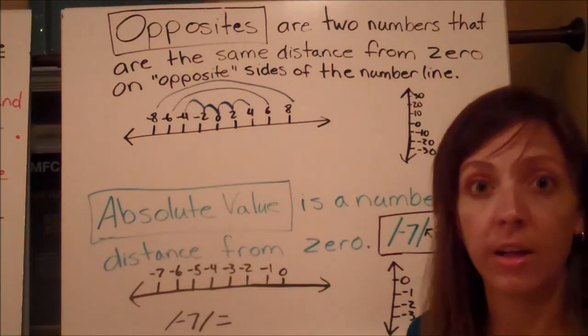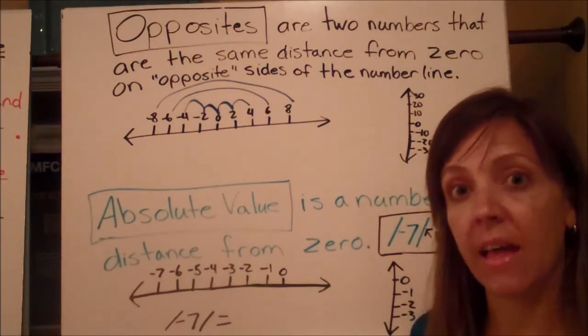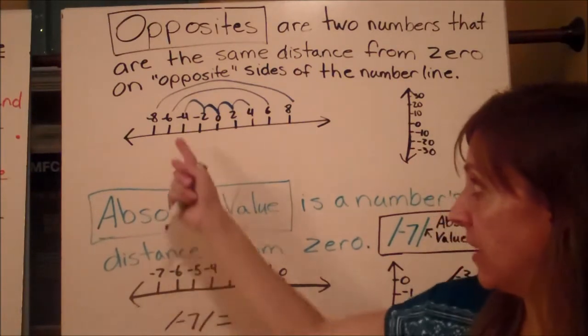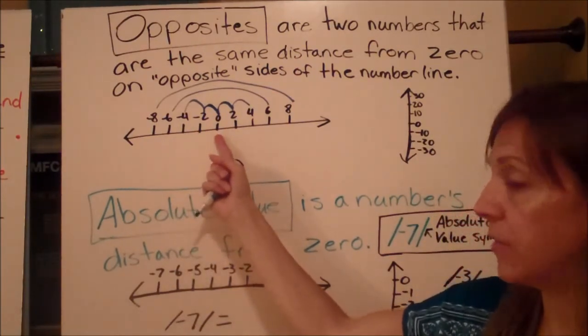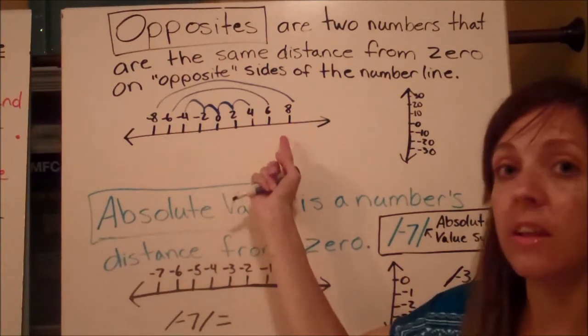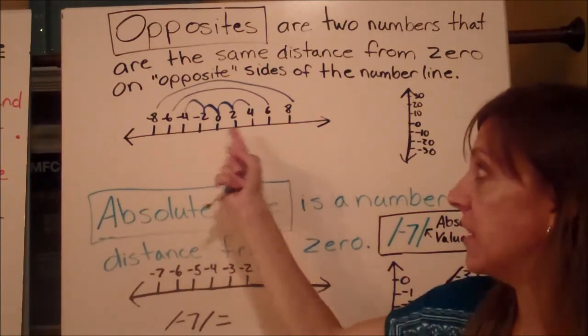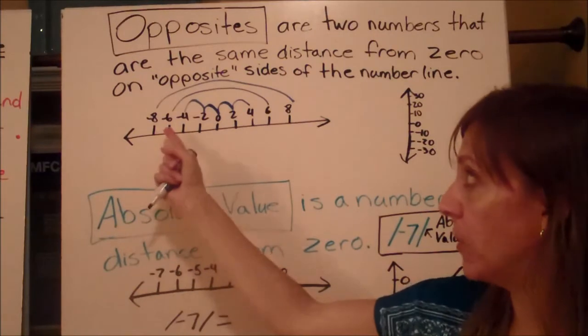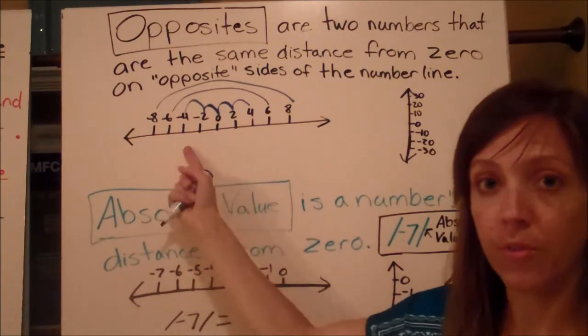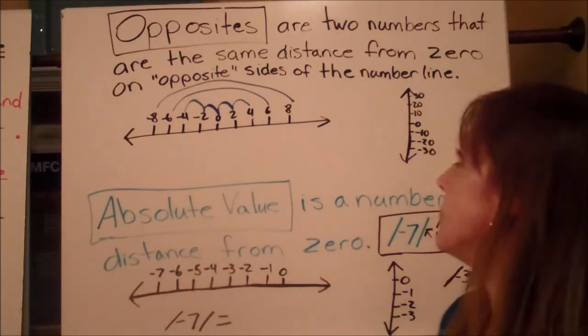Remember, hot and cold are opposites, left and right are opposites, and here we have the left side of the number line of 0 and the right side of 0. And opposites are the same distance from 0 on the left or the right side of the number line.